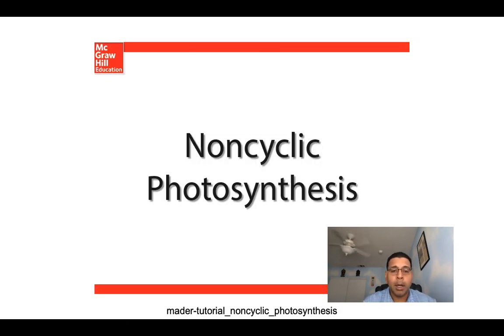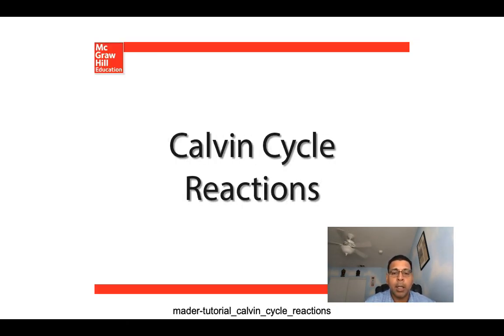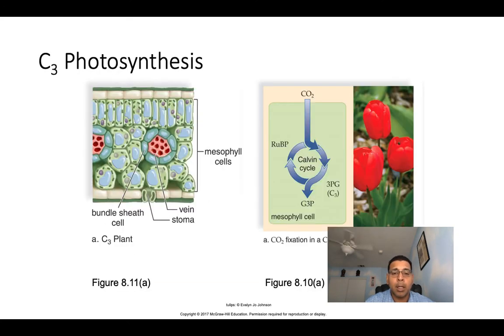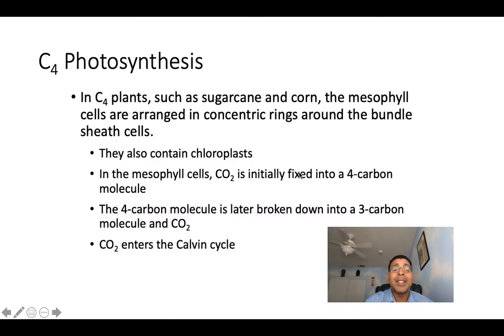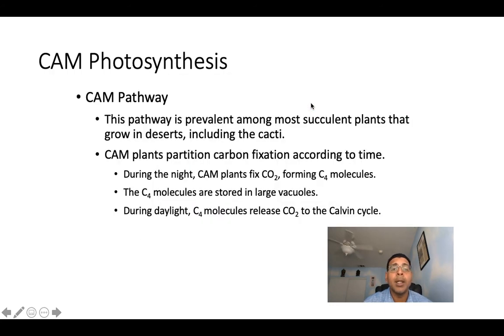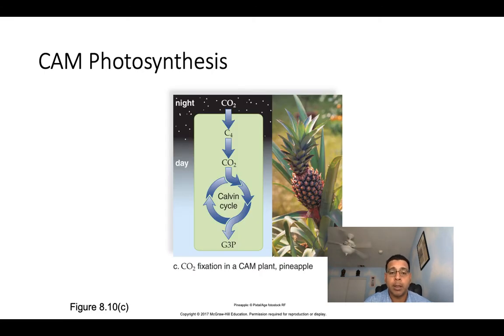So here we've got our non-cyclic pathways we can check out, and then we'll check out our Calvin cycle reactions. And then here you can see we also have basically alternate pathways for photosynthesis. We won't get into that, but if you'd like, you're welcome to check them out. I included them in here. C3 photosynthesis is going to be basically occurring in wheat, rice, and oats. And then also C4 photosynthesis, which will occur in sugarcane and corn. And then here we can see CAM photosynthesis, which is going to be the most prevalent pathway amongst succulent plants that grow in the desert, including cacti.